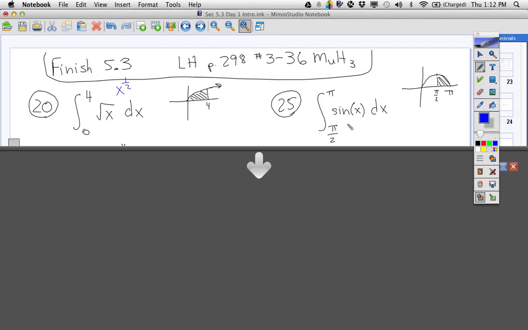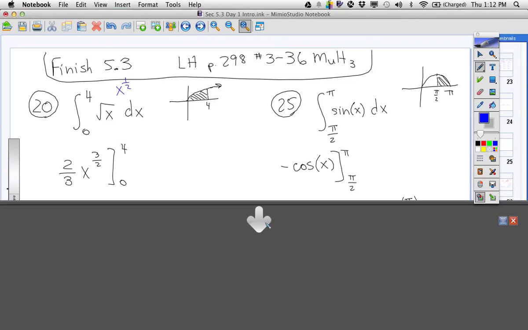The antiderivative of sine. Negative cosine, right? And the way you do an antiderivative, at least for right now, is you just think, what would happen if I did the derivative? Well, you can't choose cosine, because the derivative of cosine is negative sine. So it's negative cosine. Okay.